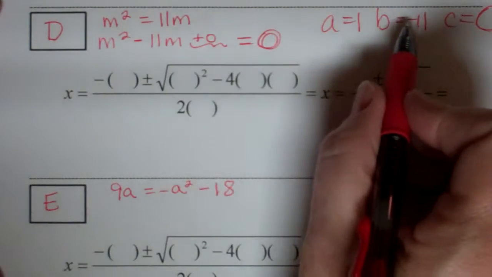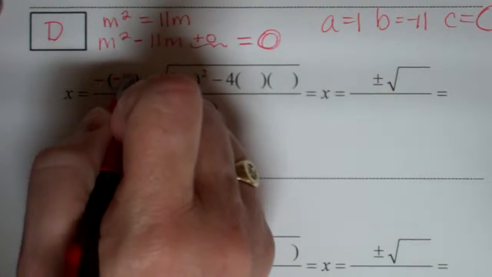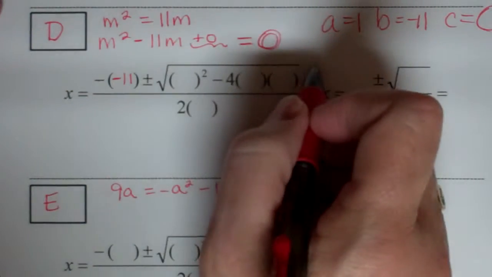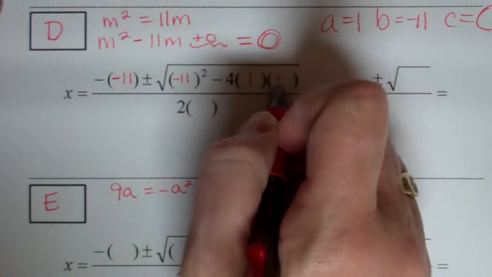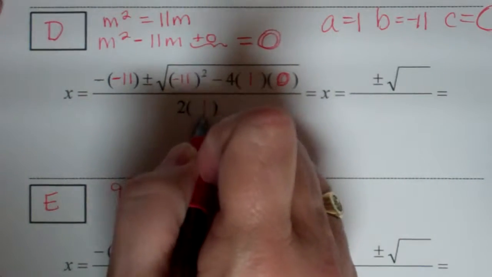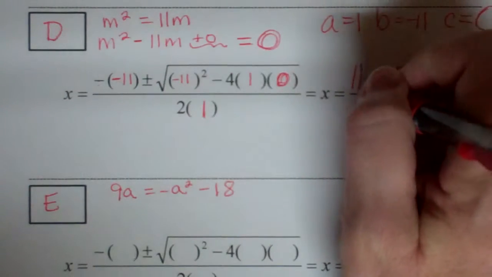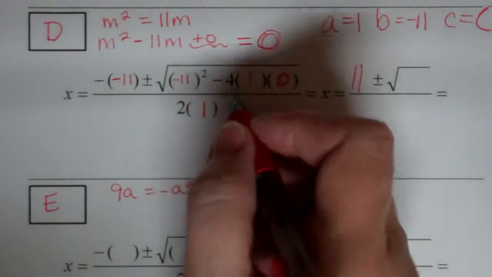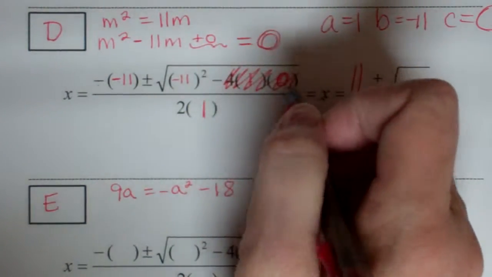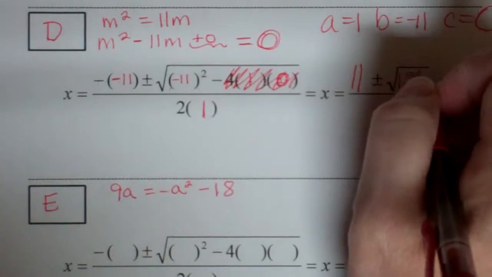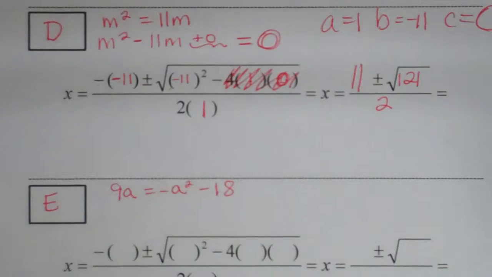And here I go. B is negative 11. X is equal to negative B plus or minus the square root of B squared minus 4AC all over 2A. Alright. The negative of negative 11 is positive 11. This right here, I got 4 times 1 times 0. That's nothing. And 11 squared is 121. All over 2 times 1, which is 2.